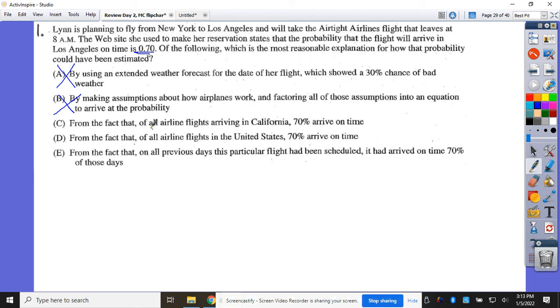So C, D, and E: this one says of all flights arriving from California. This one says all flights in the United States. This one says all previous days of that particular flight that have been scheduled. Which one of those is a better option of the thing that has been repeated to get that idea? That's just not a way that we usually see it written, so some people kind of miss that because they're just not thinking about it. We're repeating the same thing over and over to obtain that probability.